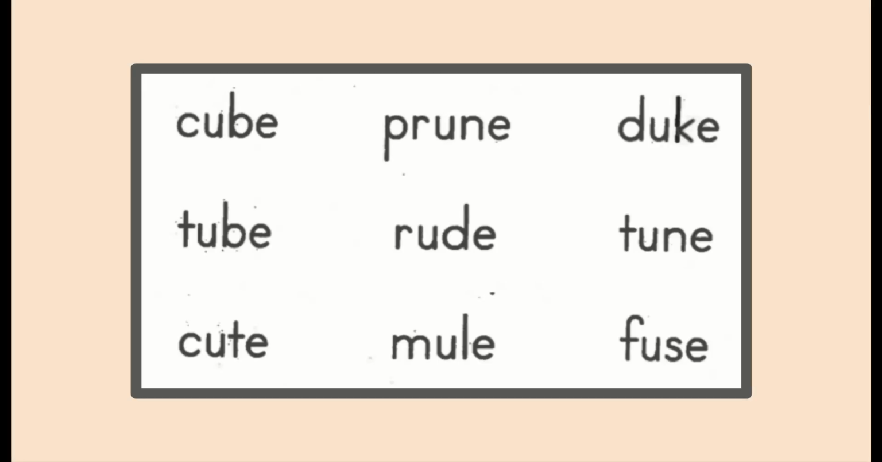Now remember, the magic E can make the U say one sound, oo, as in tune, or it can make two sounds, the U, as in cute. Let's read these magic E words and listen to the long U sound. Cube, prune, duke, tube, rude, tune, cute, mule, fuse. Notice in the words, the U could make the oo sound like in tune, or it could make the U like in cute.